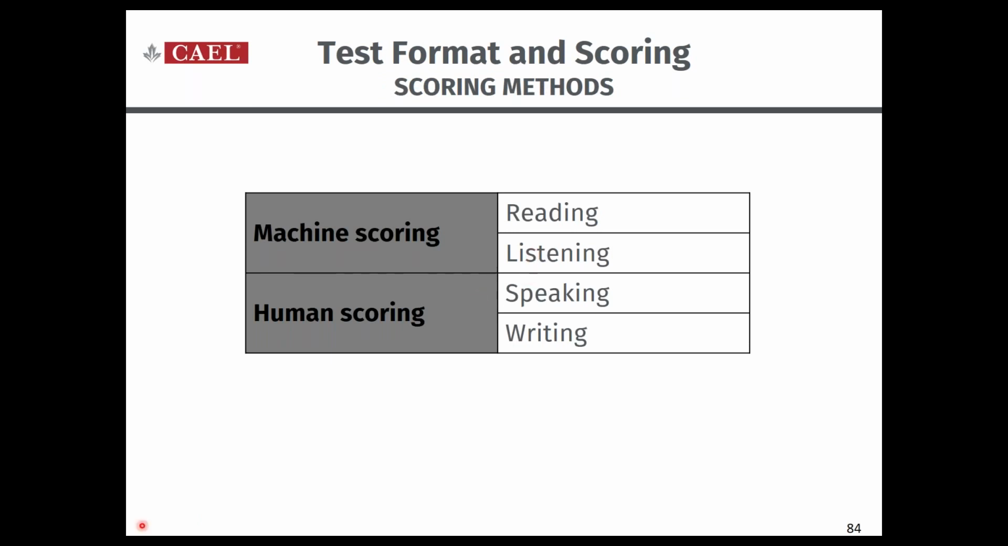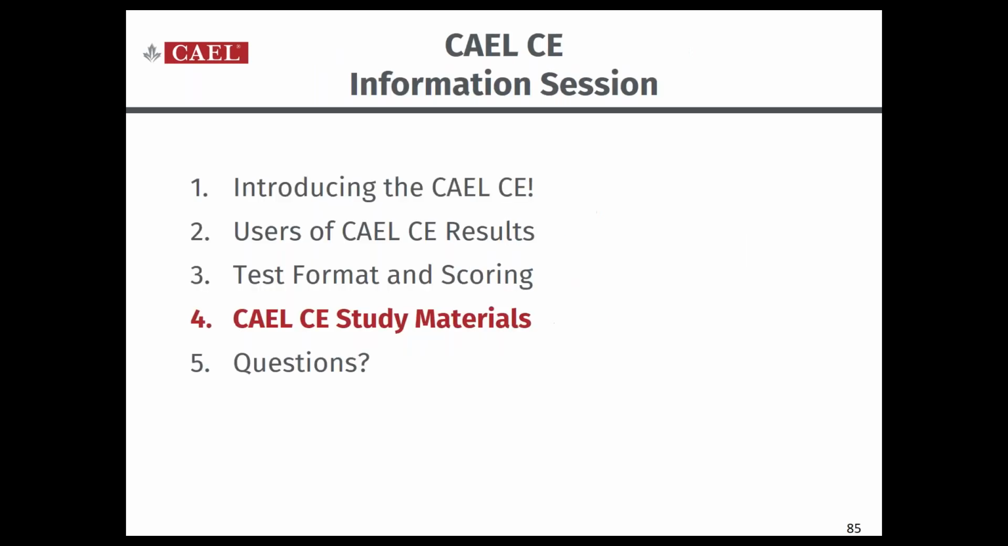Just for your interest, the reading and listening parts of the test are scored by the computer, and the speaking and writing are scored by our trained and certified CAEL CE raters. They go through quite a complicated training process, and you will have different individuals rating each part of your test, and more than one doing each one. So there will be a few different people involved in putting your score together.